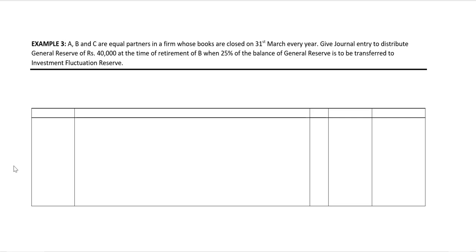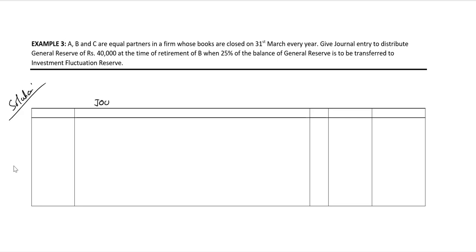Example 3. A, B and C are equal partners in a firm whose books are closed on 31st March every year. Give journal entry to distribute general reserve of rupees 40,000 at the time of retirement of B, when 25% of the balance of general reserve is to be transferred to investment fluctuation reserve. Let's go ahead with the solution.